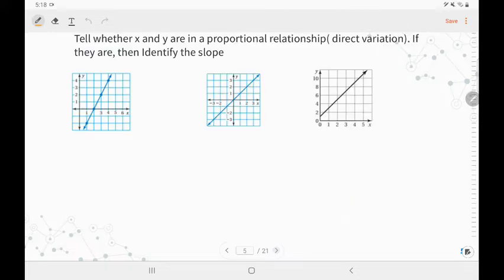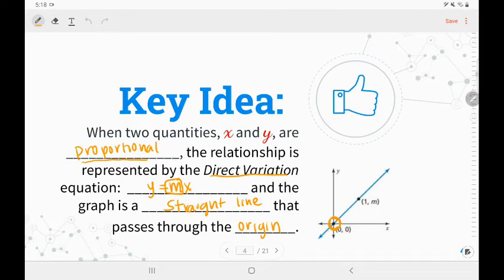So let's go ahead and begin. Let's discuss and determine whether or not each of these relationships is proportional. And if they are, remember, the proportional constant is the same as slope, so we're going to identify the slope. If I go back to my definition, a direct variation would fit this equation. It's going to be a straight line, and it's going to pass through the origin.